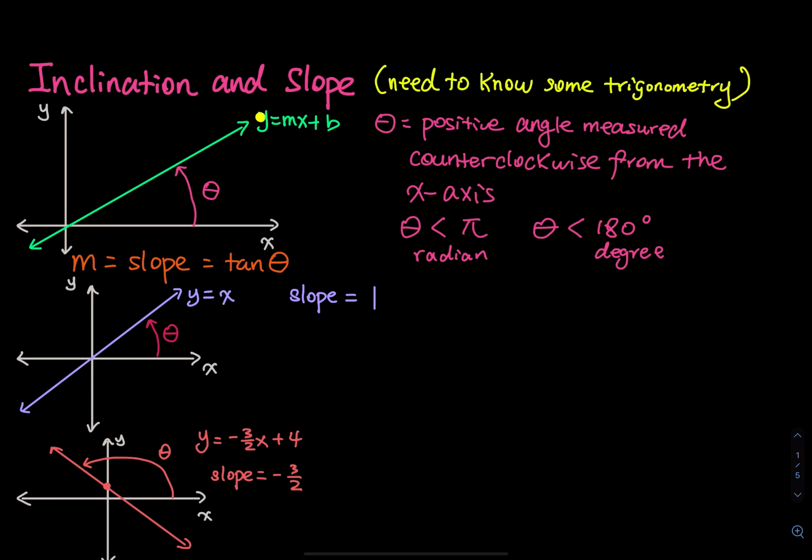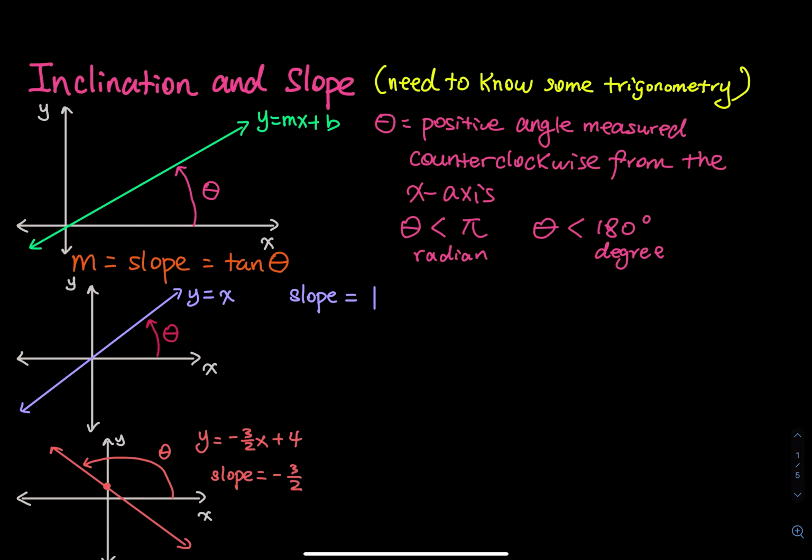So we have a straight line, and then the inclination is this angle. This is called theta. Theta is a positive angle measured counterclockwise from the x-axis. So from this x-axis to this line, what is this angle? And theta must be less than pi. The pi is in radians, and in degrees, theta must be less than 180 degrees. So we can only measure from the x-axis all the way over here, from the first quadrant to the end of the second quadrant.